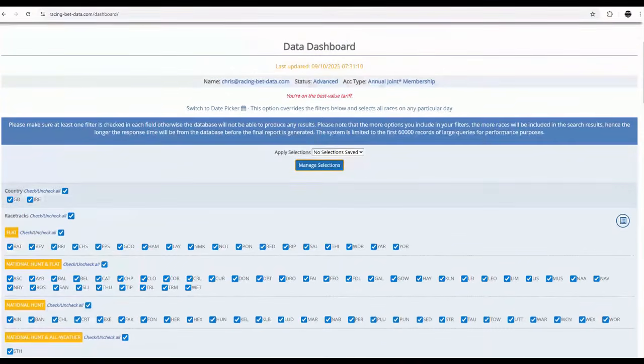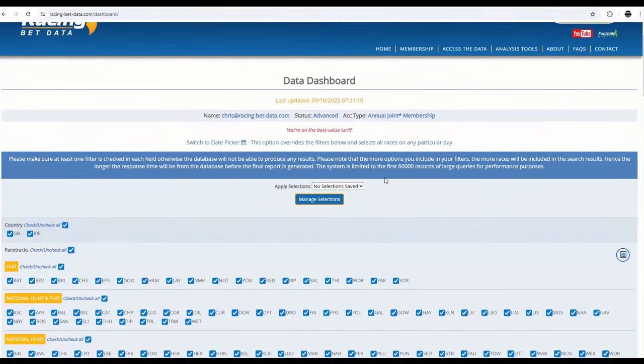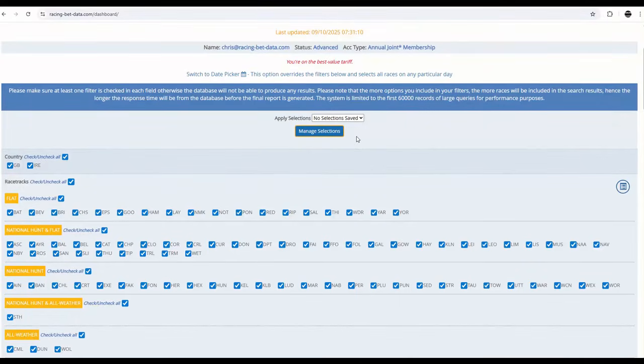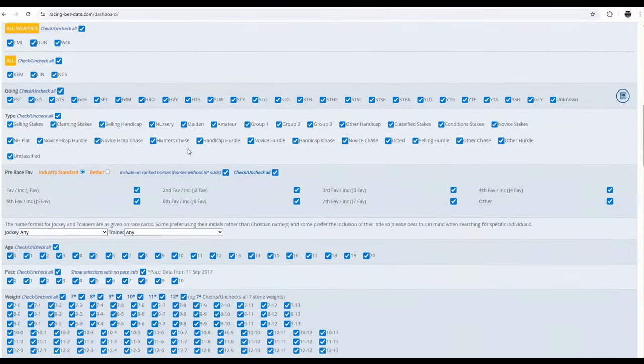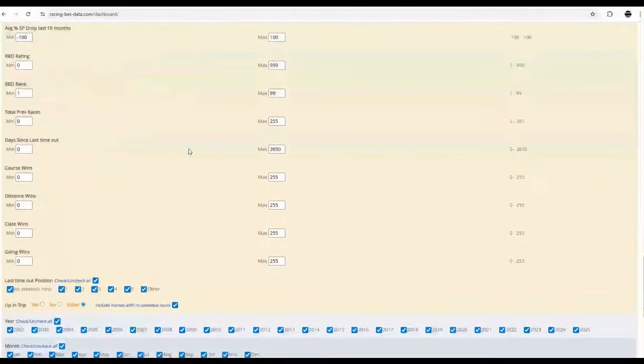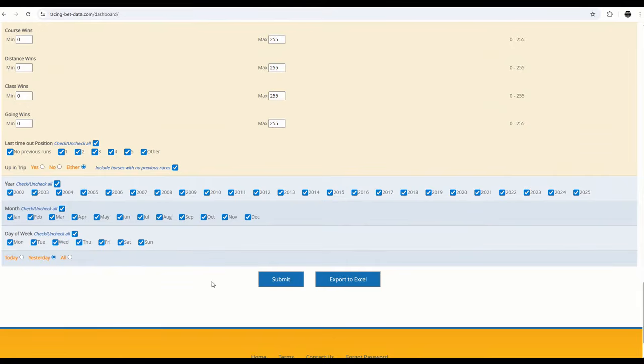So for anybody not familiar, the data dashboard, this is the heartbeat of the site. This is where you can generate all of your outputs that you require, and you can also save your selection criteria, systems, and the output that you want to see. Previous videos are available on our YouTube channel, so I do recommend you familiarize yourself, certainly with the series that we've just released for beginners and new joiners. So I'm going to leave all of these top sections as default and simply scroll to the very end section here, which is to default to yesterday.